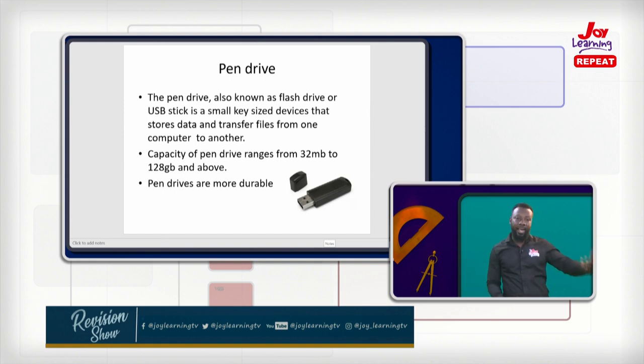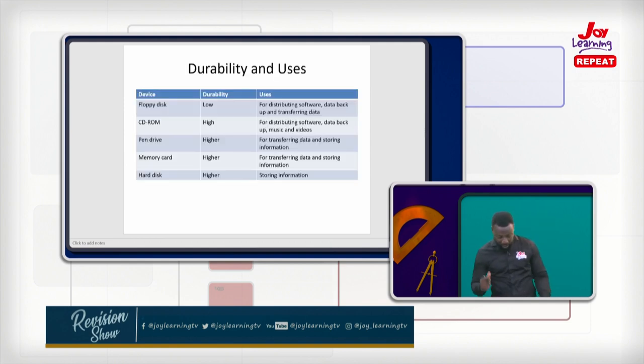That means there are other USB sticks which can take a lot of data. Pen drives are more durable. They are movable. You can easily carry them along. I even have mine in my pocket. I can carry them anywhere I go, which is also very, very durable.